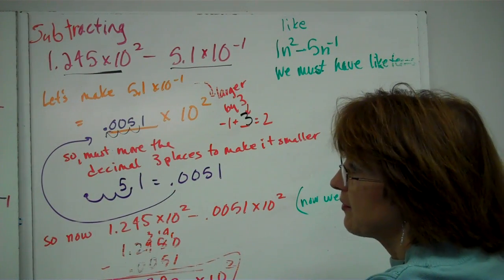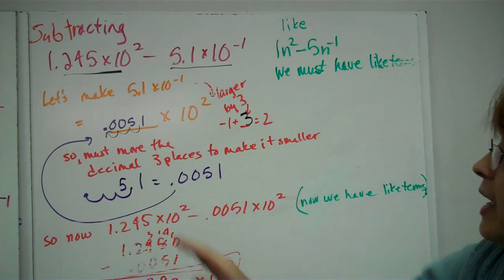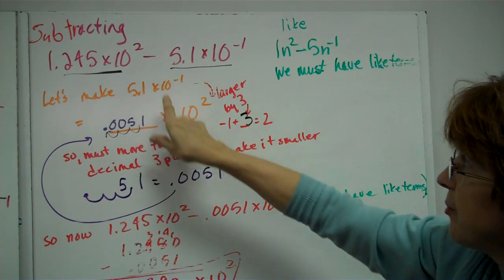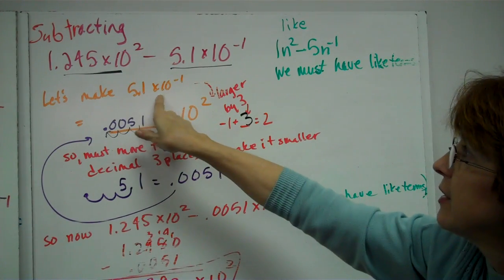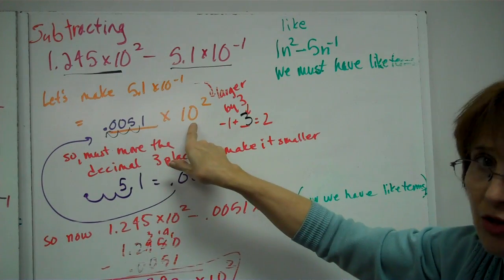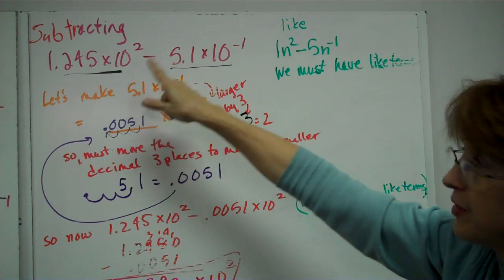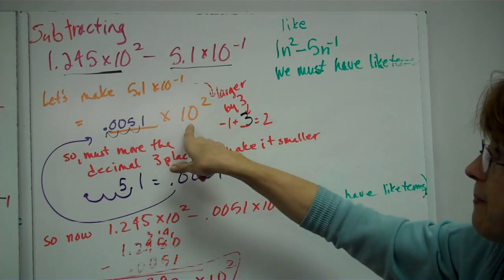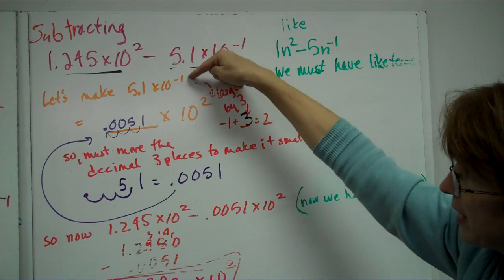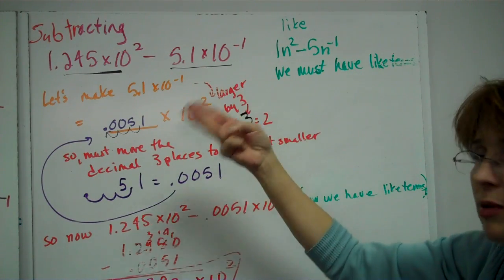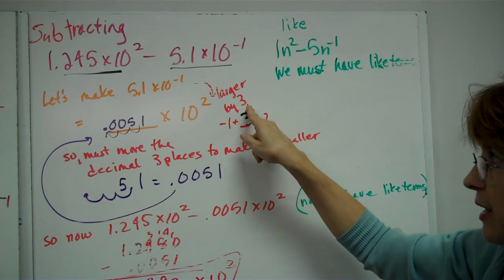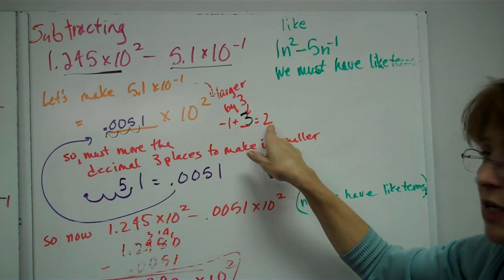Subtracting is very similar. You have to have the same power of 10, and so you can pick either one. Here I'm going to pick 5.1 times 10 to the negative 1. Let's make it the larger one. So we want to get everybody to be 10 squared, because who likes to work with negative exponents, right? So again, from negative 1 to 2, I'm going 3 places larger, because negative 1 plus 3 will give me 2.